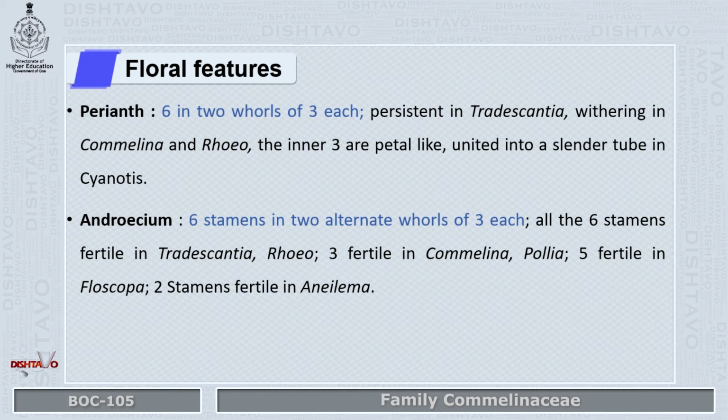Androecium is 6 stamens in 2 alternate whorls. All the 6 stamens are fertile in Tradescantia, whereas 3 are fertile in Commelina. It has also been reported that there are 5 fertile stamens in Floscopa. There are 2 fertile stamens in Anilema.